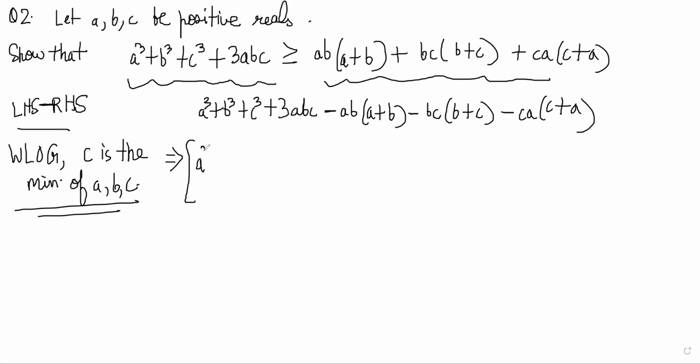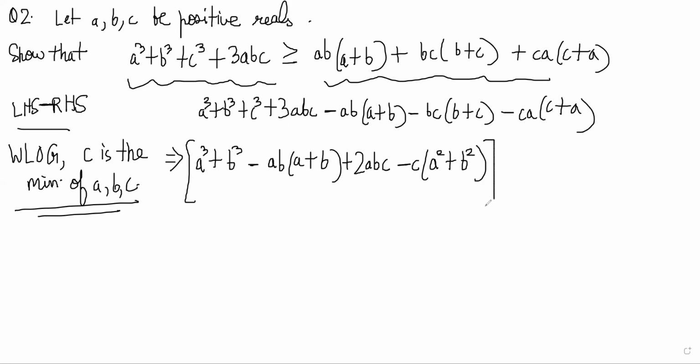We'll be basically grouping the terms together. So A³ + B³, and then we'll subtract AB(A + B), and we will keep 2ABC here and subtract C(A² + B²). So think about it. Which terms have we taken? We have taken 2ABC out of the 3ABC. We have taken this whole term, right? And we have taken CA² and CB². Where were CA² and CB²? CA² was here, and CB² was here, right? We have taken the first two terms of these, right?